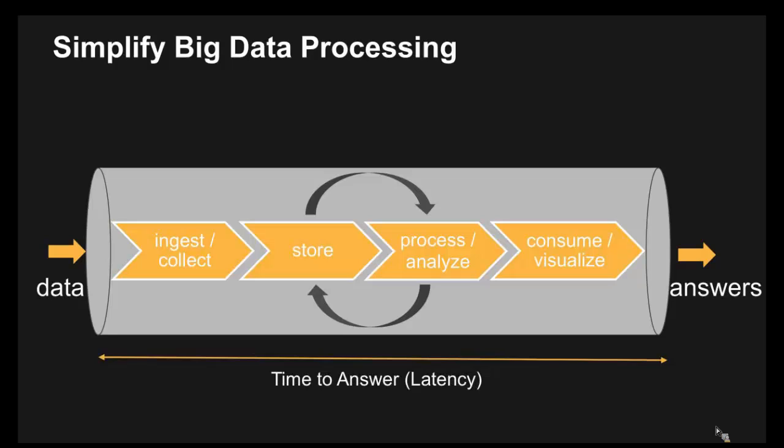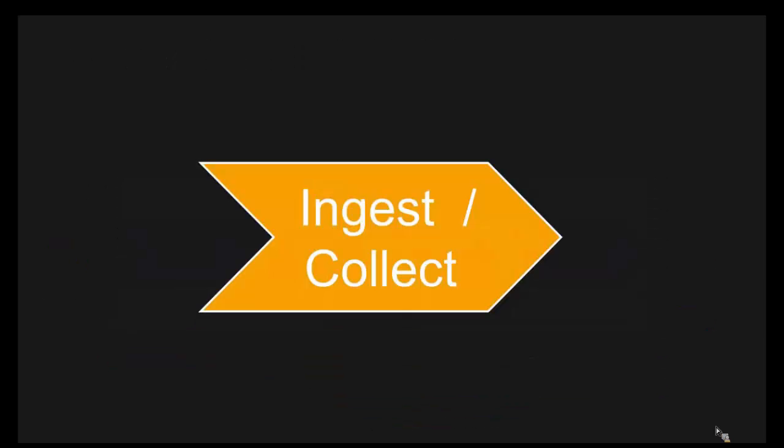Often, what drives what goes in between is what I call time to answer or latency, throughput, which is a function of the requests per second and the size of the payload, and cost. So these 3 factors apply at each stage.